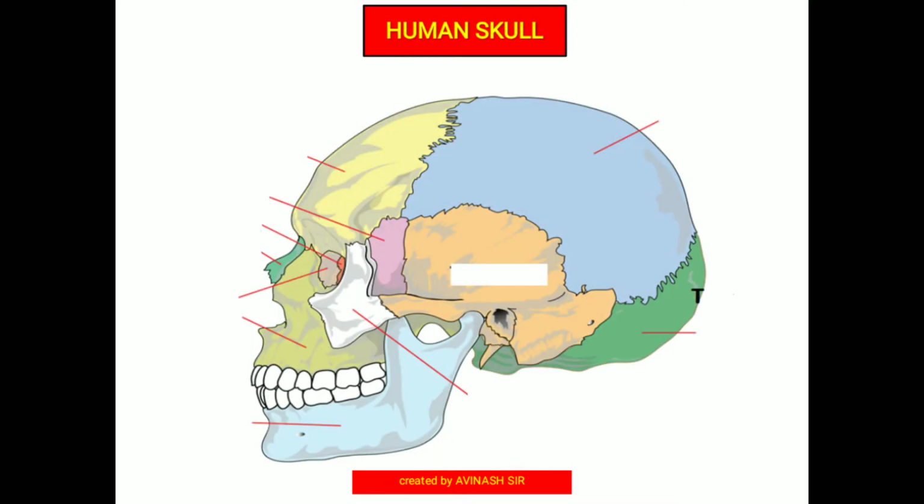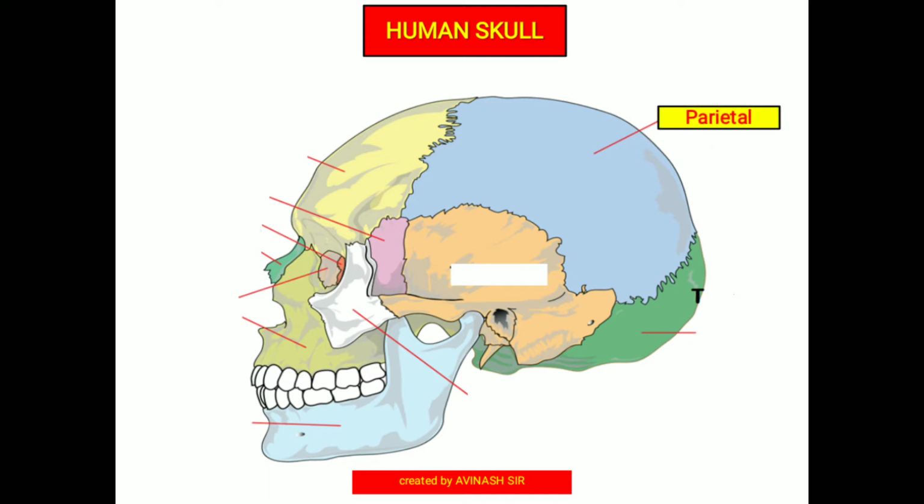Hi everyone. Now let us go and discuss one by one all the bones of the human skeletal system. First is the human skull. As you can see in this picture, there is a picture of the human skull. Now let us discuss the various bones which form the human skull.